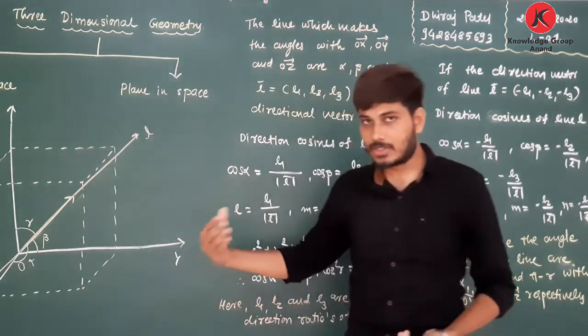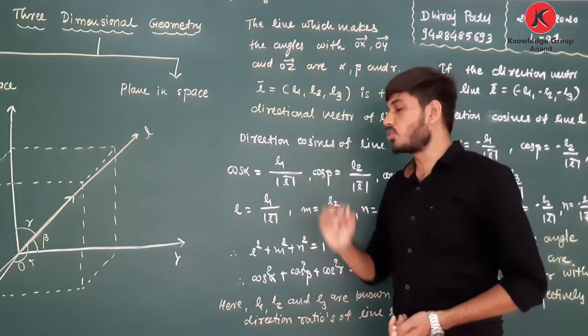axis and z axis are given, then we can calculate the direction cosines easily.